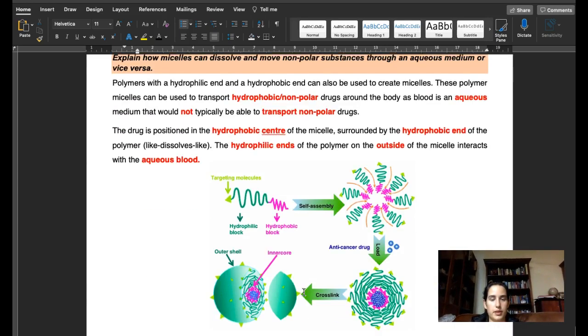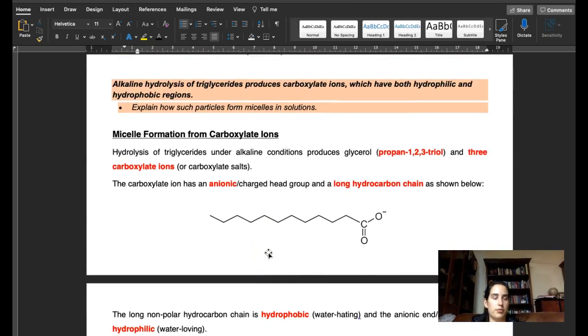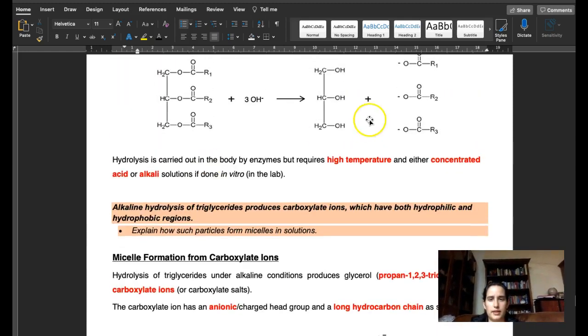Final thing we want to learn about is something quite cool. It's called micelles. You might remember from last year, micelles in ice cream, mayonnaise, a whole lot of things. Soap is often the most common example. So in hydrolysis, in alkaline conditions, we get these carboxylate salts.